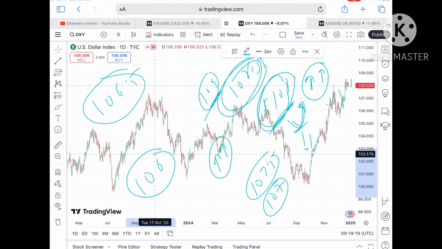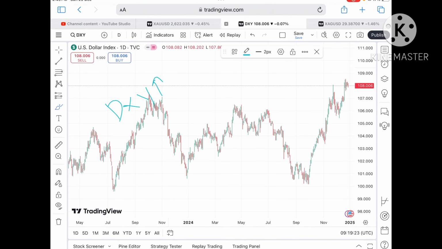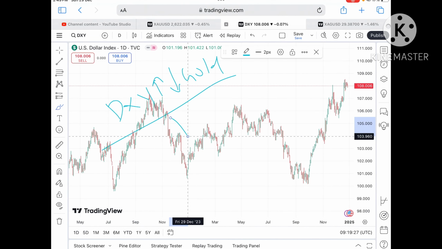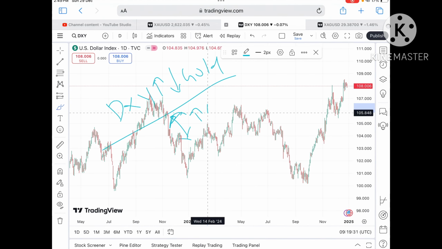Okay, what I'm saying is that when the dollar index starts going upside, we will see the gold price come down. Similarly, when the dollar index starts going down, we can see the gold price go up.